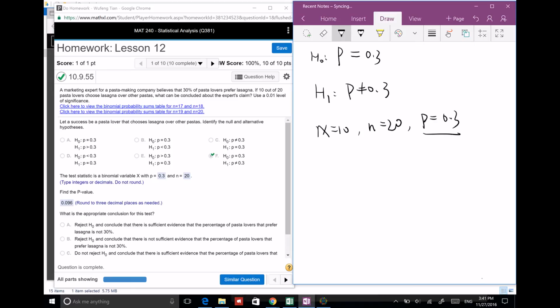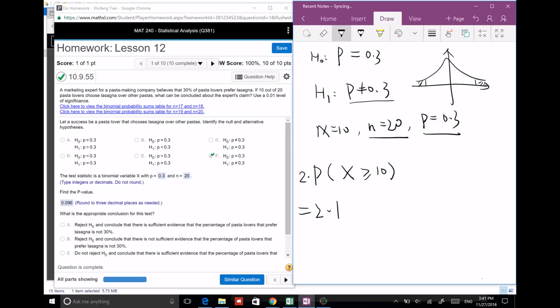So you just type in this, and we'll find a p-value. P is a probability, and the P-value is a probability. So it's P of X bigger than or equal to 10, and the alternative is not equal to 0.3, so it's a two-tailed test. It's going to be double: both tails is 2 times the probability, so it is 2 times 1 minus the probability of X less than or equal to 9.